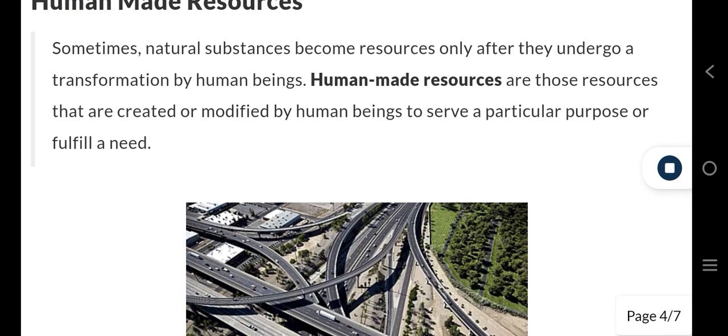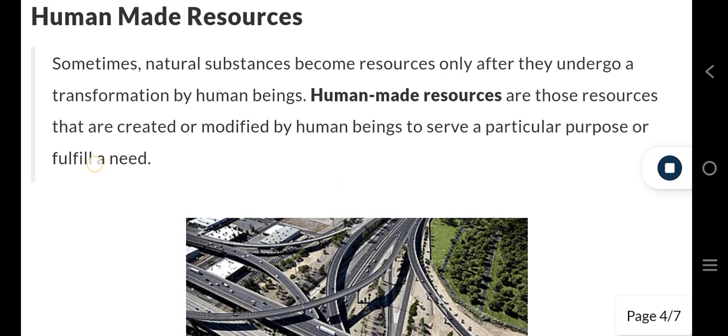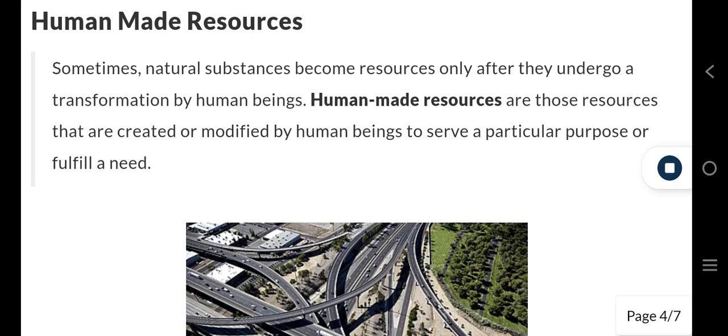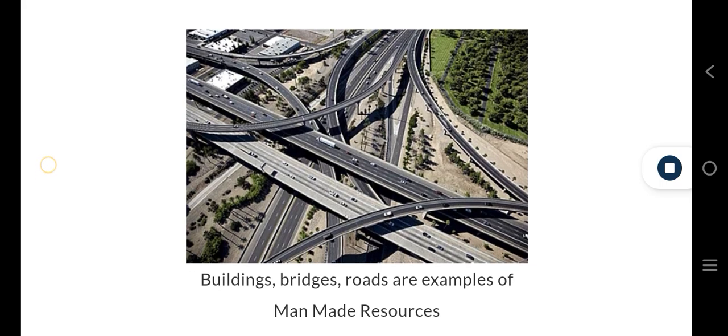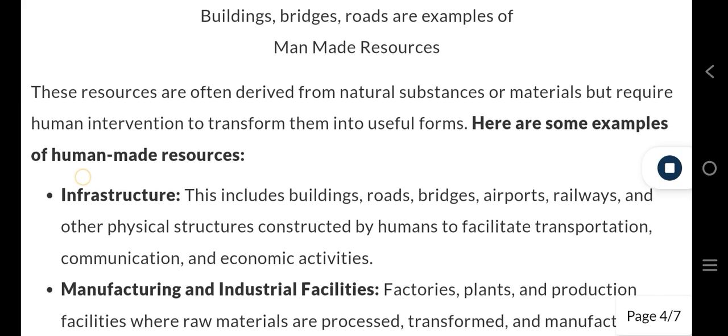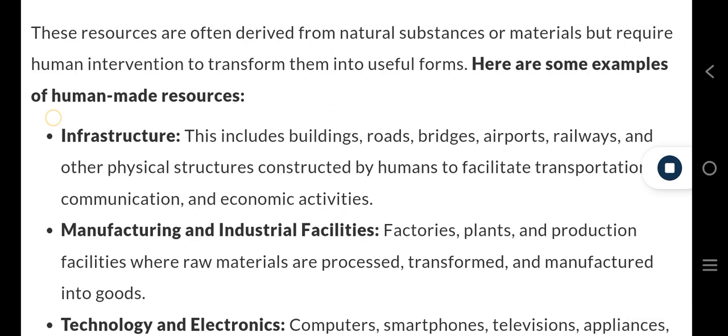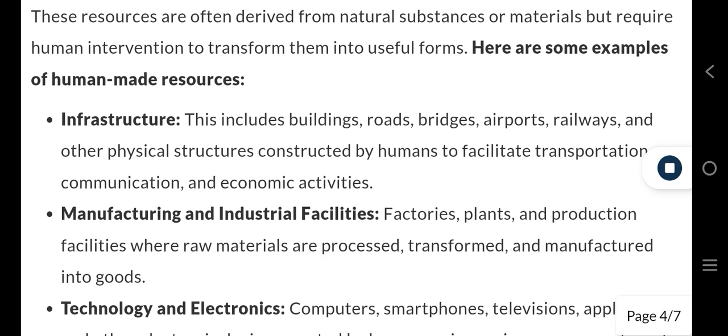Human-made resources. Sometimes, natural substances become resources only after they undergo a transformation by human beings. Human-made resources are those resources that are created or modified by human beings to serve a particular purpose or fulfill a need. Buildings, bridges, and roads are examples of man-made resources. These resources are often derived from natural substances or materials but require human intervention to transform them into useful forms. Here are some examples of human-made resources.